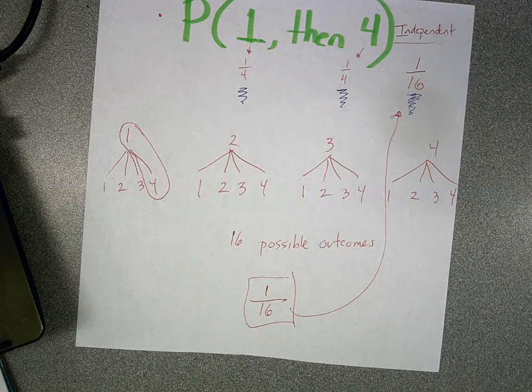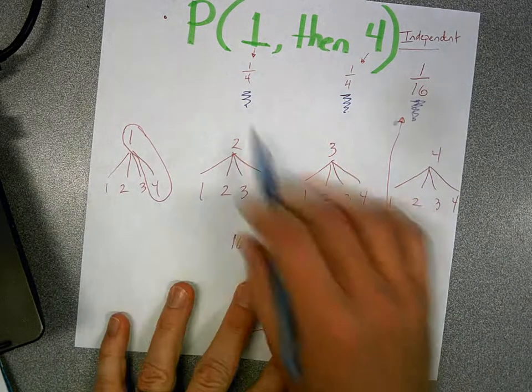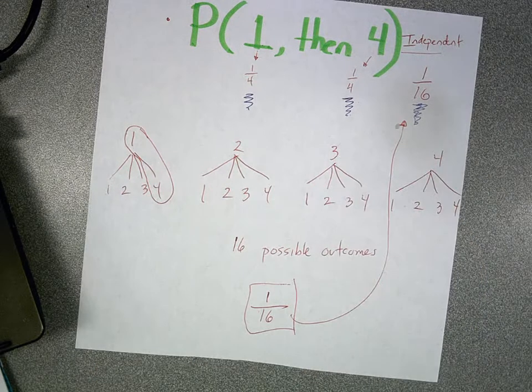Can anybody notice anything that may be an algorithm? Those of you that don't want to build tree diagrams. Say that one more time. The denominators, like 1/4, 1/4, and 16. 4 times 4 is 16. Okay. Anyone want to add on to that?